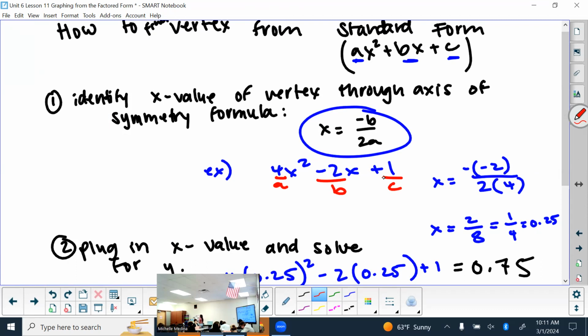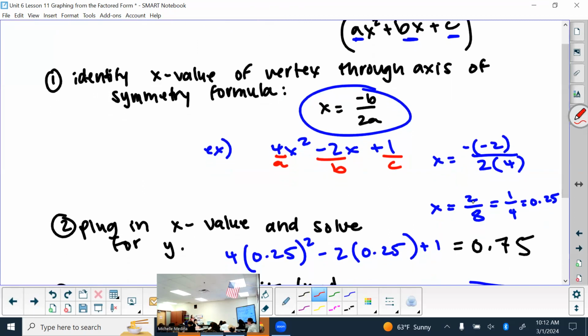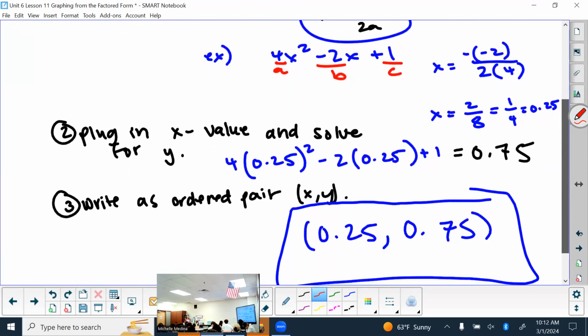So then in the formula, it was -B. That's why I put a -2. What happens to that double negative? So that's why it became a +2. On the bottom, 2 times A, 2 times 4 is 8. And that simplifies to 0.25. That's going to be the x value of my vertex. Here's the rest of the steps.